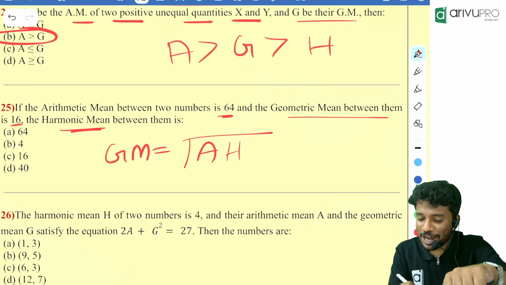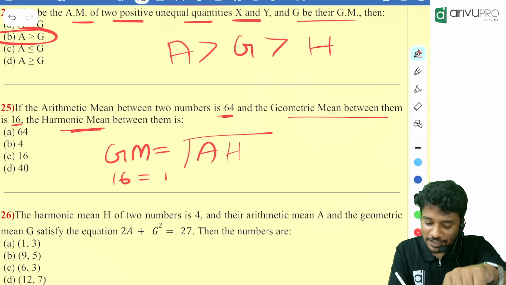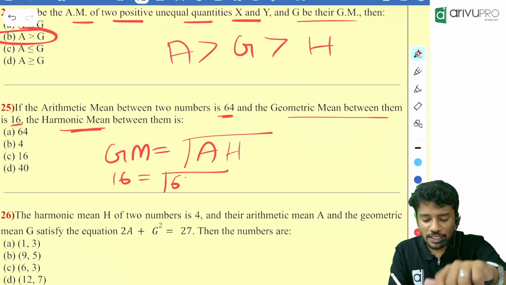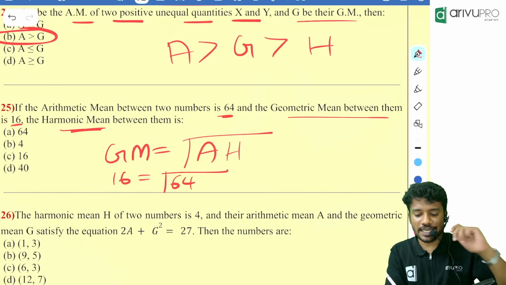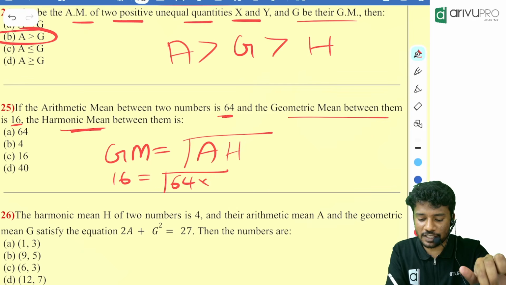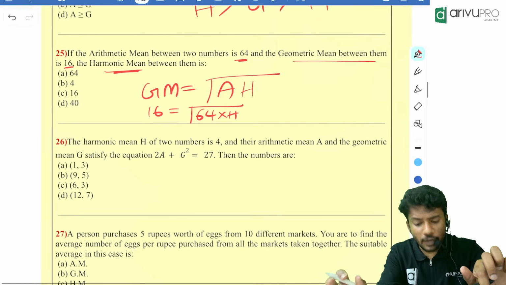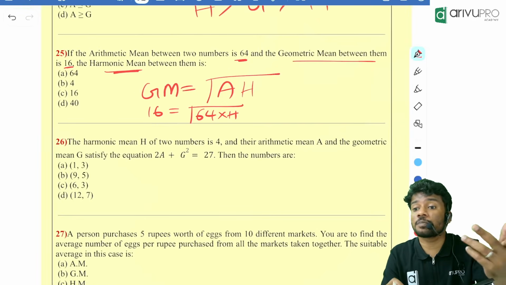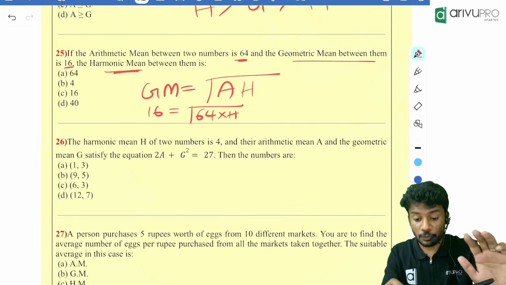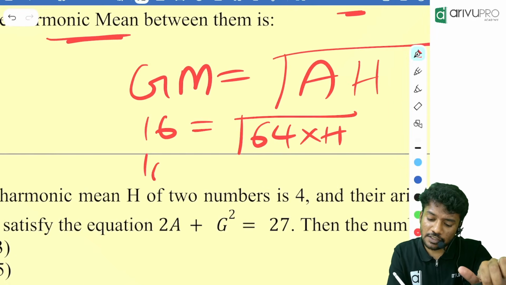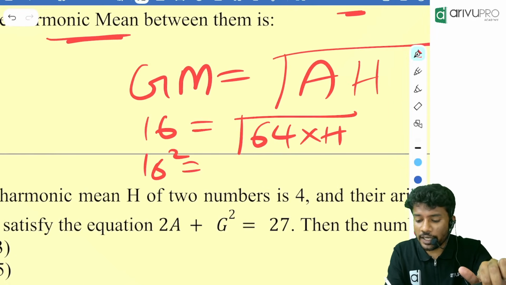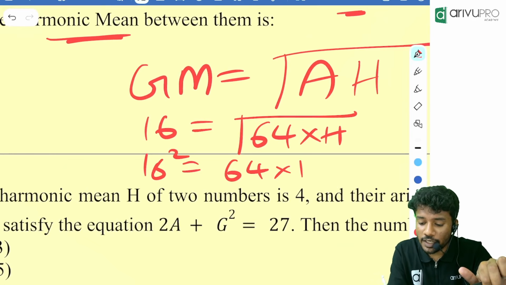Now GM is given. How much is GM? 16, which is equal to root of A into H. A is how much? 64. Then what is H? We need to find the value of H. So people, how to remove the root? Squaring both sides, or you will do option hit. Completely up to you. Okay, square both sides. That means 16 square is equal to squaring the root, and square will cancel. What will remain? 64 into H.